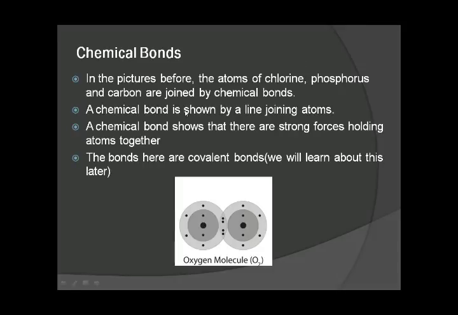Now discussing chemical bonds. In the pictures before, the atoms of chlorine, phosphorus, and carbon are joined by chemical bonds. A chemical bond is shown by a line joining atoms. A chemical bond shows that there are strong forces holding atoms together. The bonds here are covalent bonds. We will learn about this later. For example, the bond in an oxygen molecule: two oxygen atoms come together and share electrons, and that's how the bond is formed.